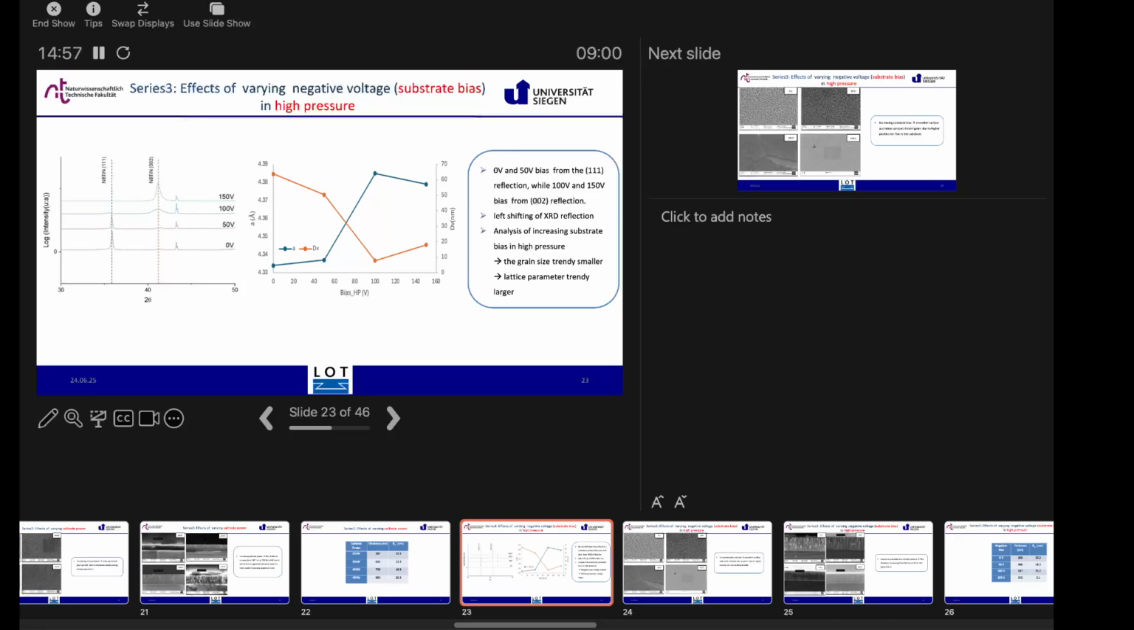And the analysis showed that with higher negative bias at high pressure, the grain size, the red curve, will decrease, while the lattice parameter still increases.